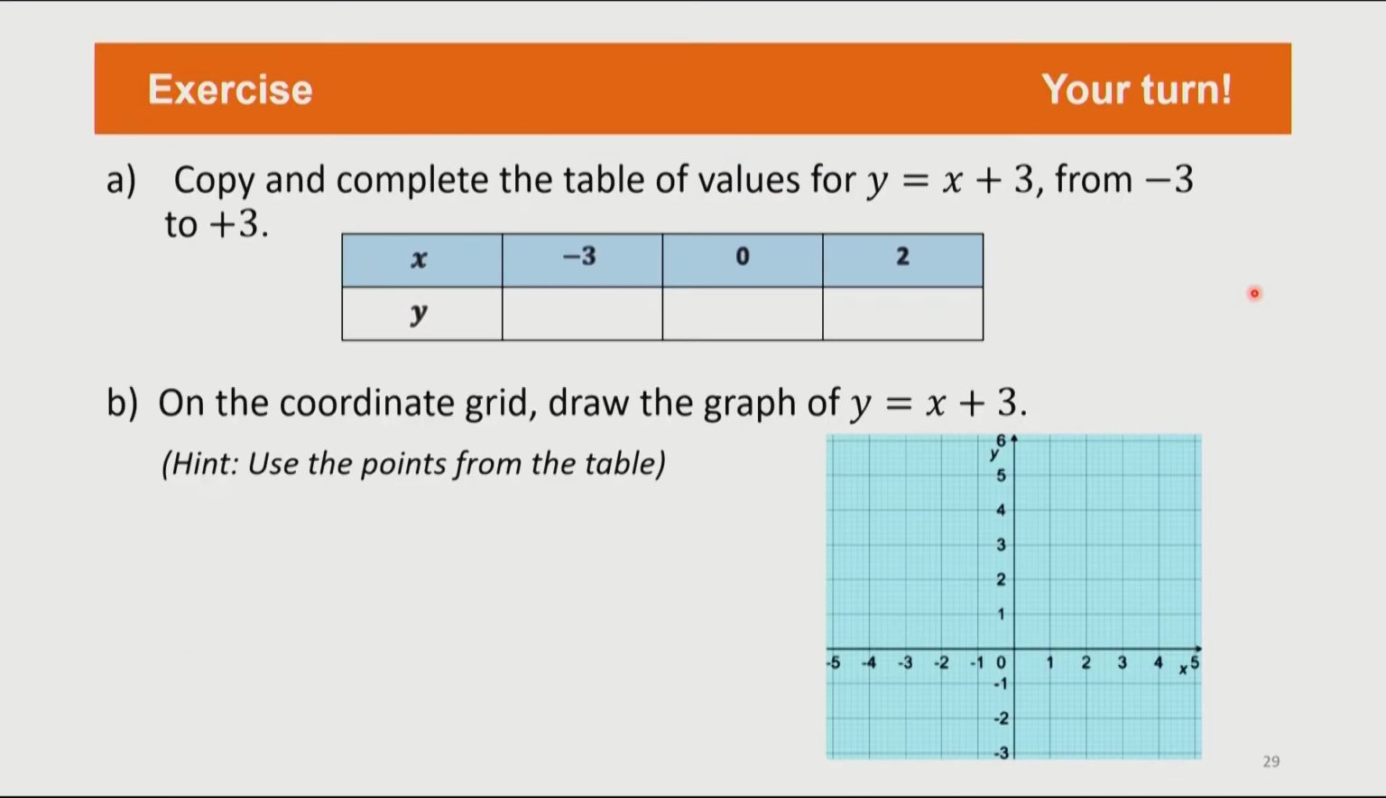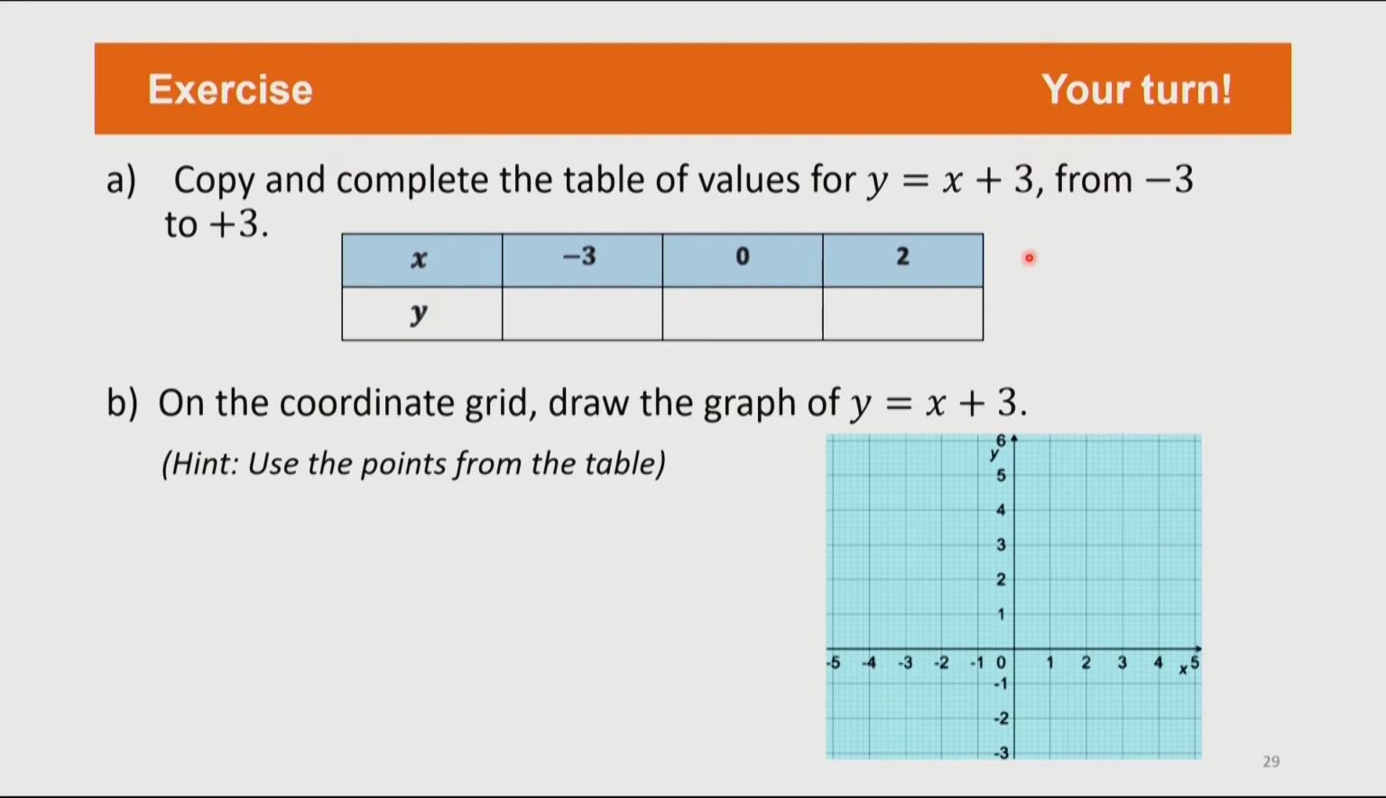So that is an exercise for you. Copy and complete the table of values for y equals x plus 3 from negative 3 to positive 3. Though on the table we have negative 3 to 2, there's no problem. You can add 3 there. But remember I said we only need at least 3 points, so there's no problem there.